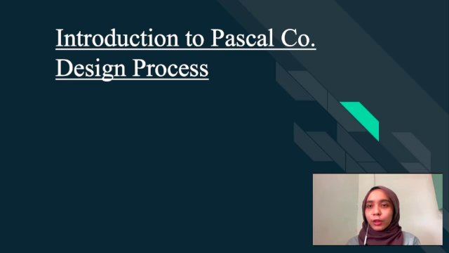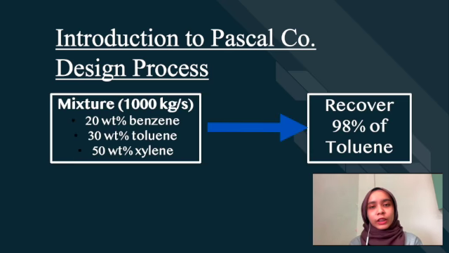The question stated that we have to design a process where we can recover 98% of toluene from 1000 kg per second of mixture. The mixture consists of 28% of benzene, 38% of toluene, and the remaining is xylene. To solve this question, we have constructed a diagram that consists of two distillation columns.